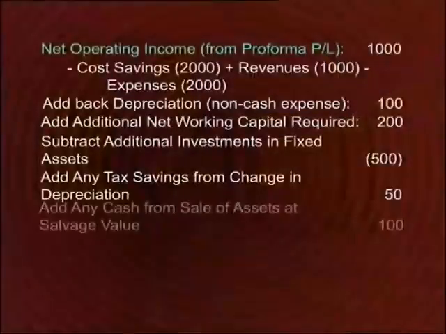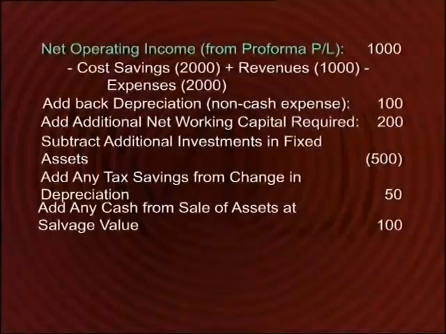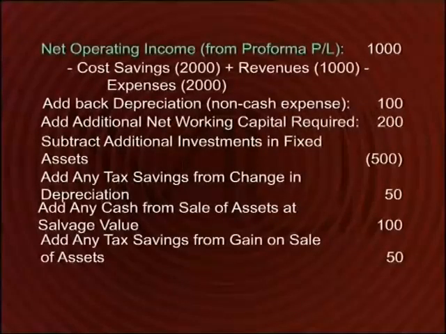You also need to add back any cash that might be associated with the sale of an asset at its salvage value. That is a cash inflow represented again by an upward pointing arrow. And finally, if you are selling any assets above their book value, then you are making what is known in financial accounting as a capital gain, and that is also taxable. So you would need to account for whatever tax that you have paid by selling the asset at a price that is higher than the book value.